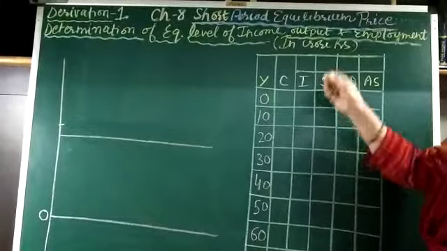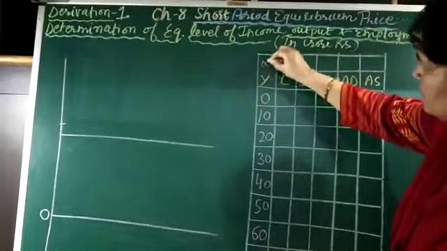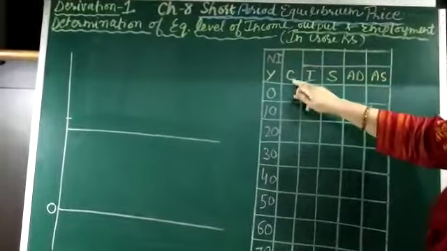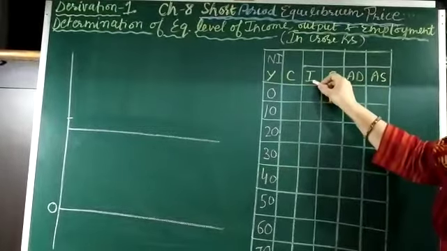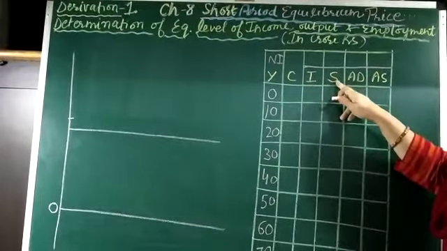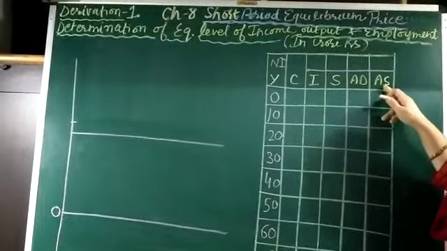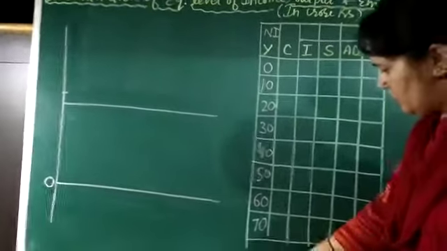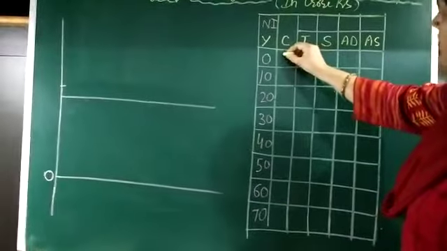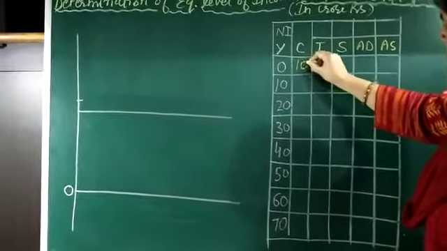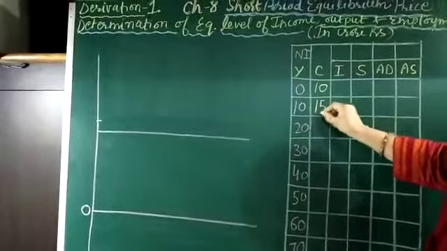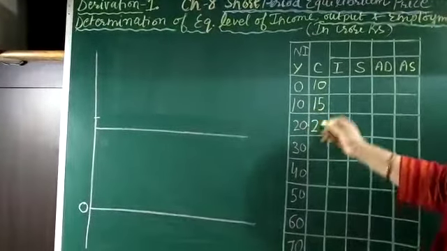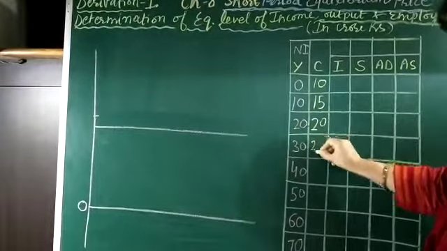In this schedule, Y stands for national income, C stands for consumption, I stands for investment, S for savings, and aggregate demand and aggregate supply. Now at zero level of income, there will be some consumption, 10, 15, and as the income level increases, consumption will also increase.